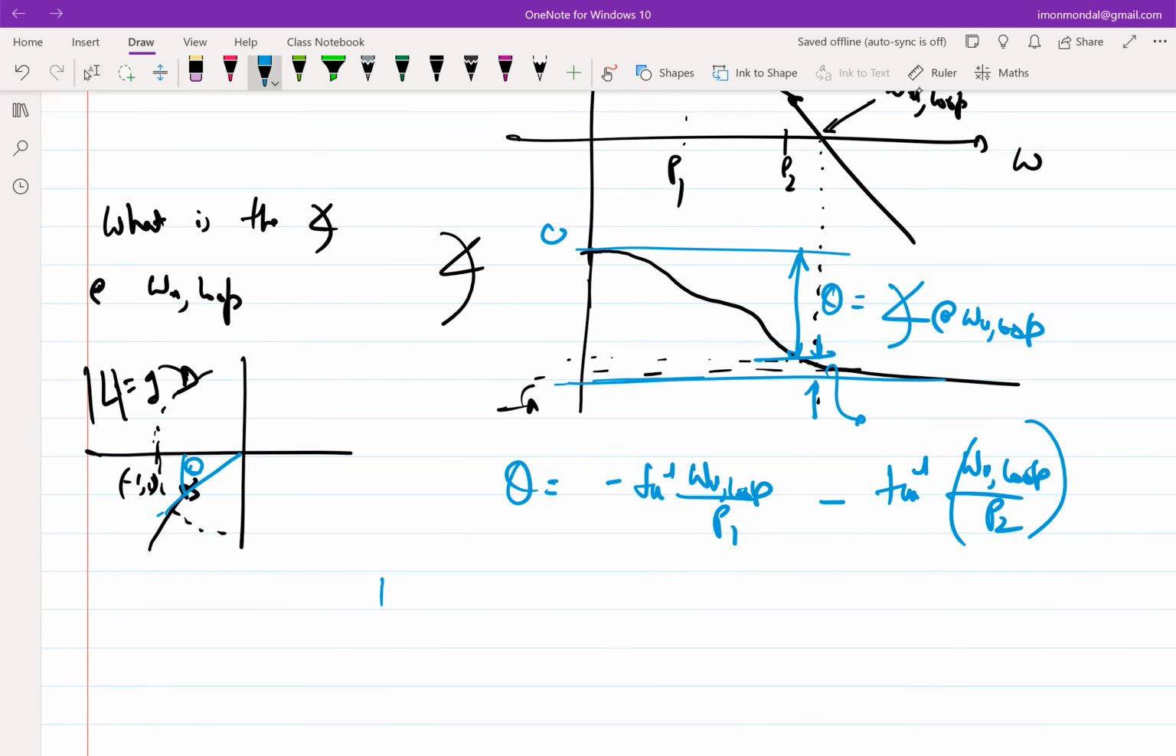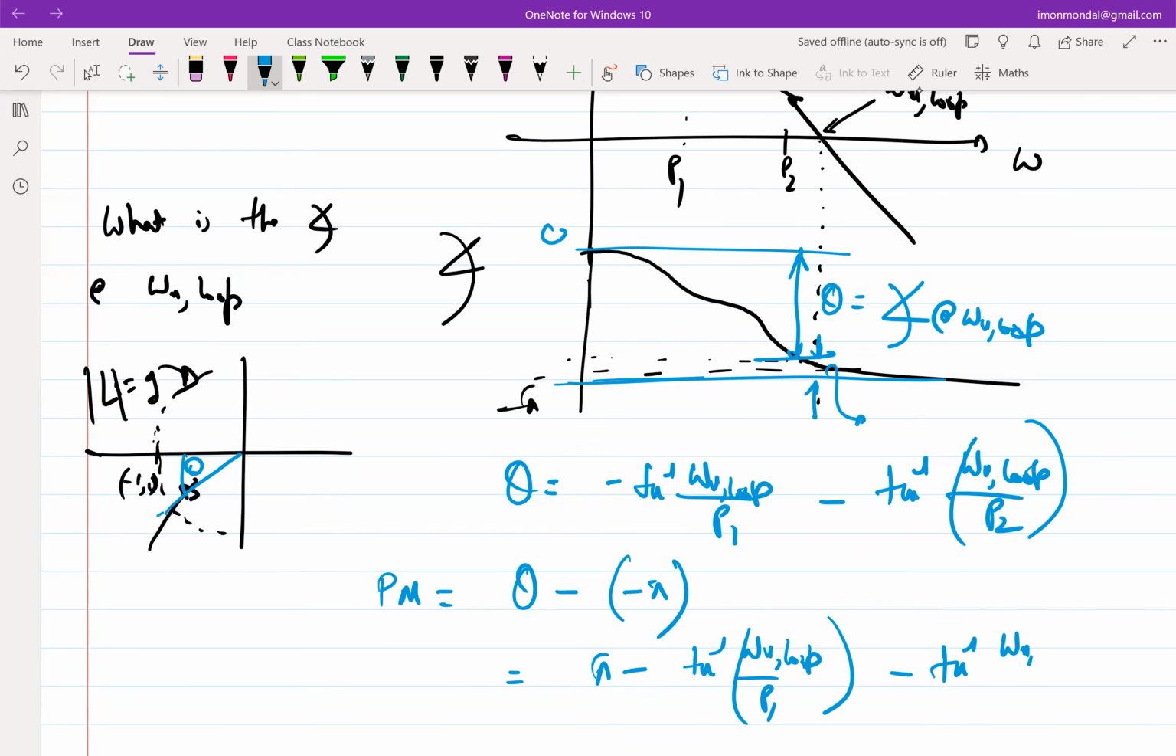So what is the margin? What is the phase margin? Phase margin will be theta minus of minus pi, because margin has to be positive, because I'm trying to figure out how far are we. So essentially it is pi minus tan inverse omega u loop by P1 minus tan inverse omega u loop by P2. In case of a second order system, you can do the maths and figure out how much is the phase margin. Okay. Any questions till now?